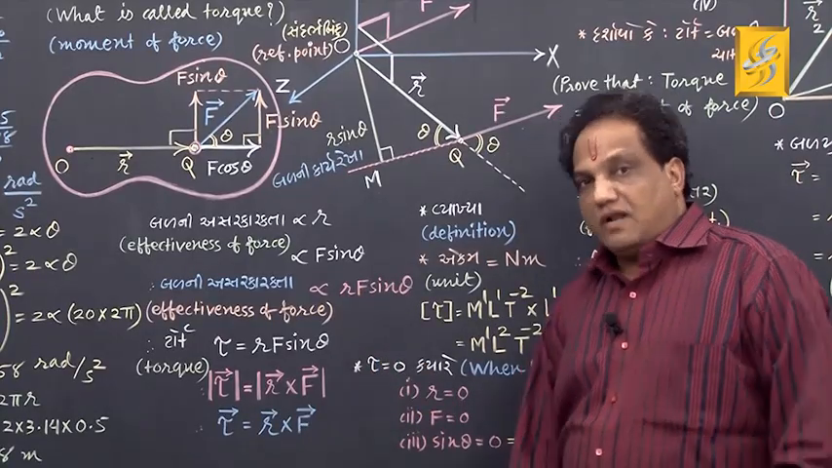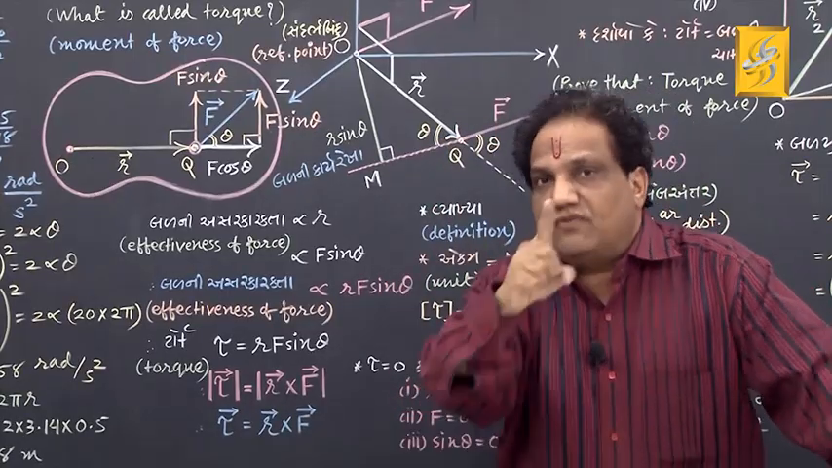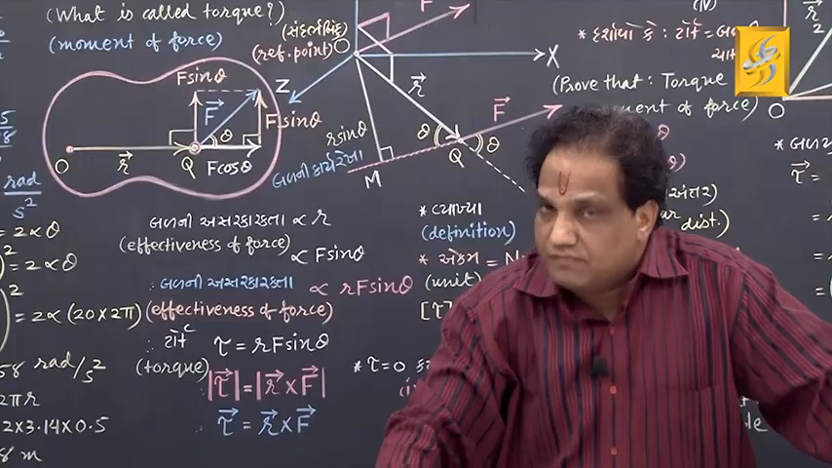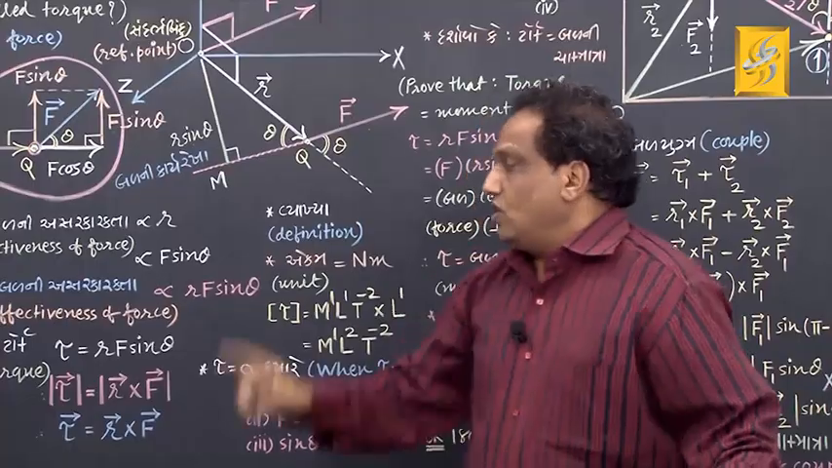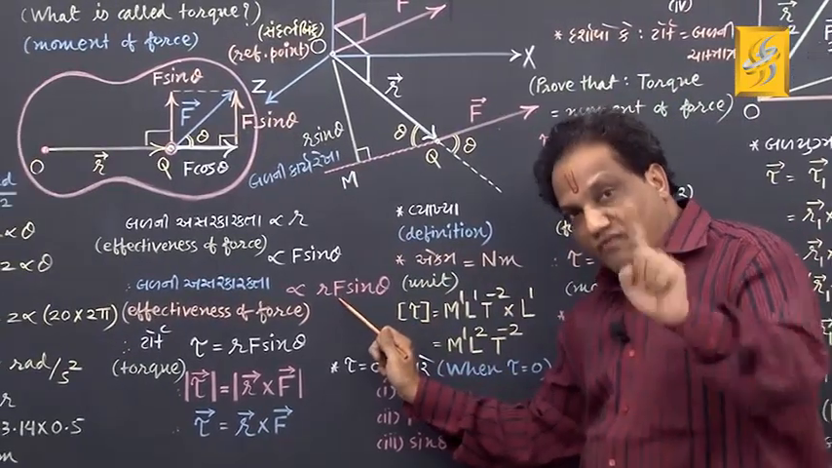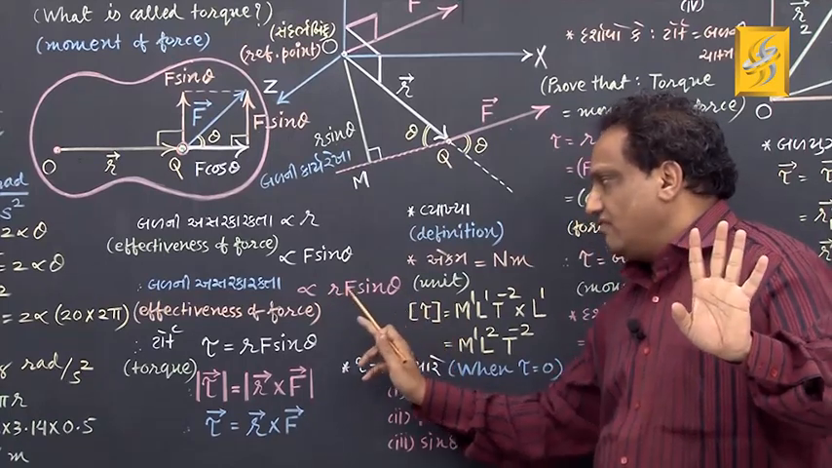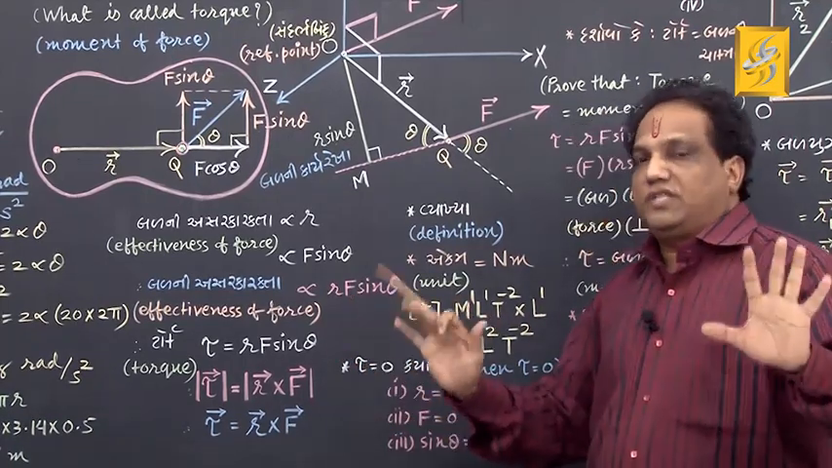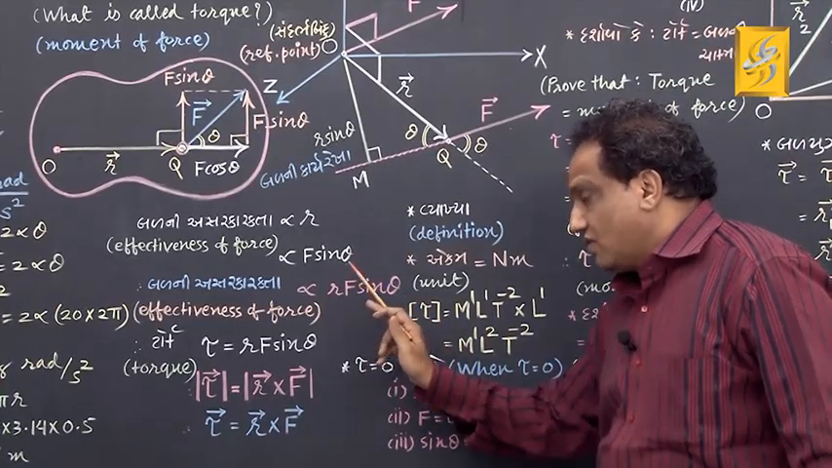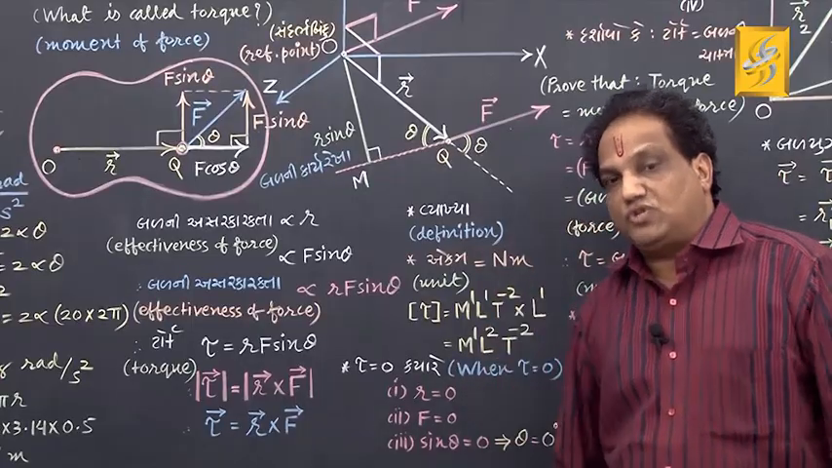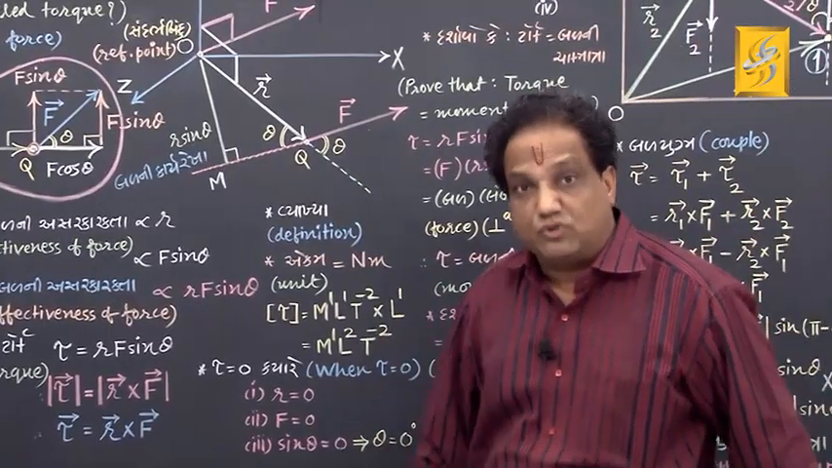Now tell me, earlier how much linear motion was produced in the cricket ball? That depended only on force. But how much rotational motion is produced in a given body? That depends not only on force; along with force it also depends on r, and on theta, the angle between vector r and vector F. Altogether it depends on this combined physical quantity, on which the amount of rotational motion, or the effectiveness of force applied for producing rotational motion, depends.